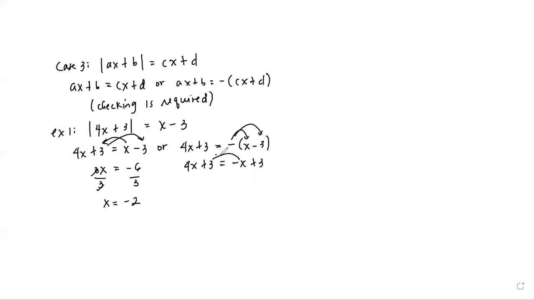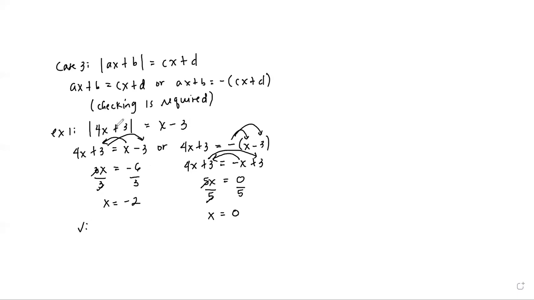And then transposing negative x to the left side, we get 4x plus x, which is 5x. While when we transpose 3 to the right side, we get 3 minus 3, which is 0. And then dividing both sides by 5, we will get x is equal to 0. Now, if we check our answers or our solutions to the original problem, then you might find an extraneous solution.